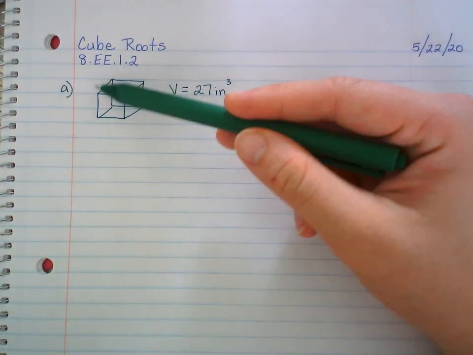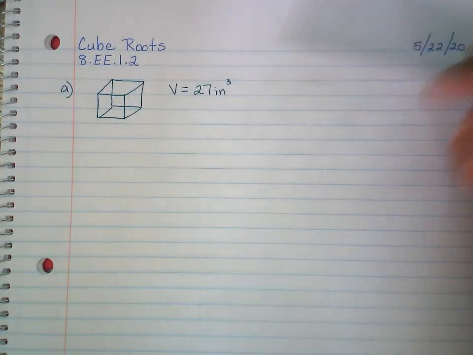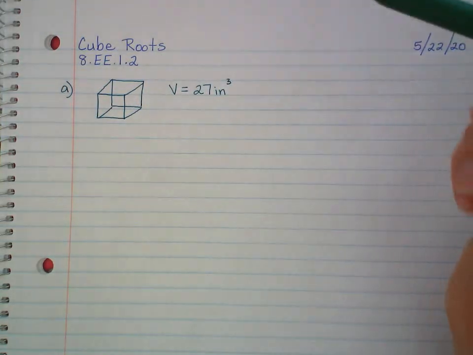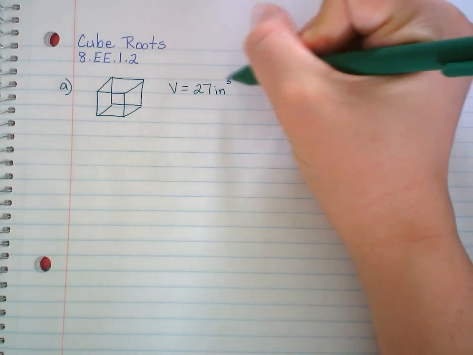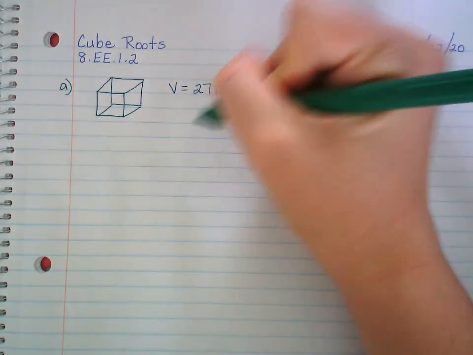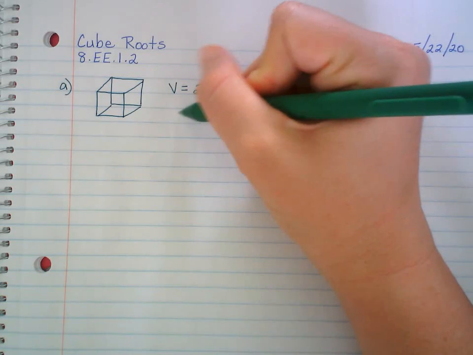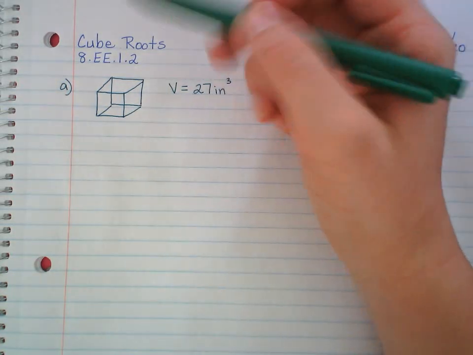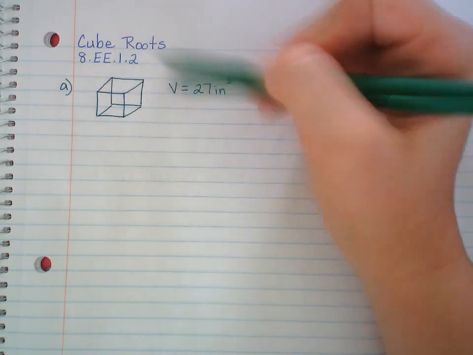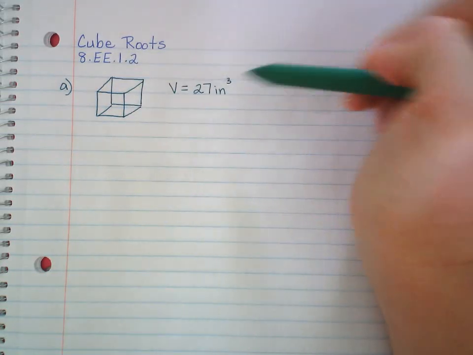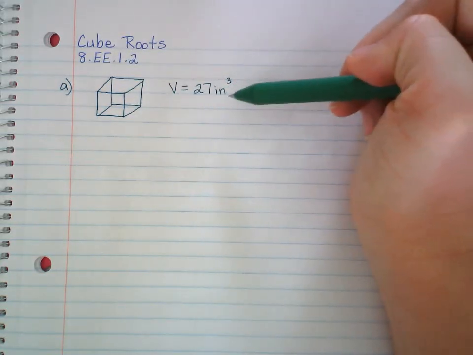And I drew a cube for our first example. So we drew a square for square roots, and now we're doing cube roots. And you guys know cubed is when there's an exponent of 3. So now for cube roots, we're going to have the radical with a 3 out front. So we're given a cube, and we know that the volume is 27 inches cubed.